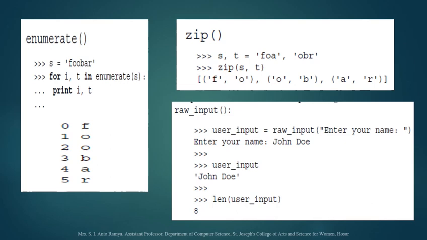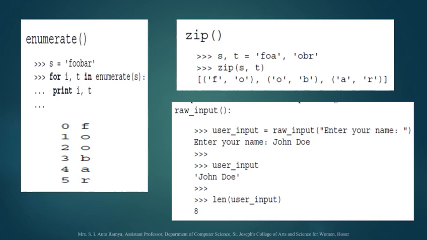Next one is zip of s comma t, where s is equal to FOA and t is equal to OBR. So s value is FOA and t value is OBR. So when we give zip of s comma t, the first value of s and first value of t will be combined. So f comma o, then second value of s and second value of t, that is o comma b, third value of s and third value of t, that is a comma r, will be combined.